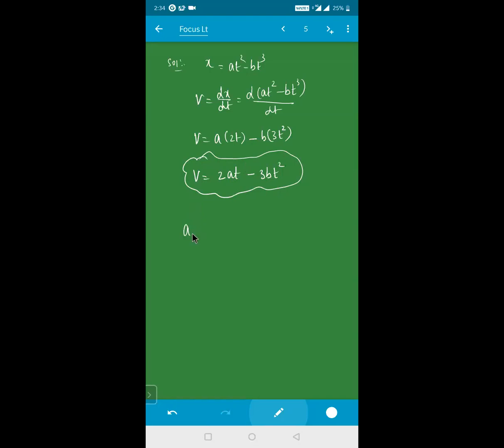Then acceleration a is equal to dv by dt. So that is d of 2 into at minus 3 into bt square divided by dt. So differentiate this. 2a is out. dt by dt is nothing but 1. Minus 3b is out. Differentiation of t square is 6bt.